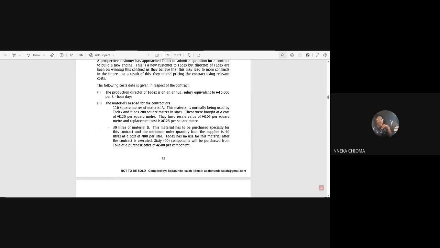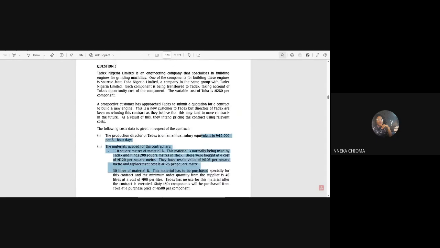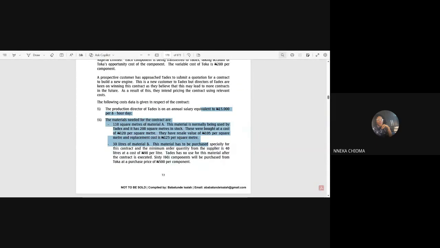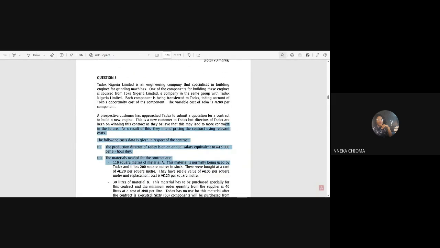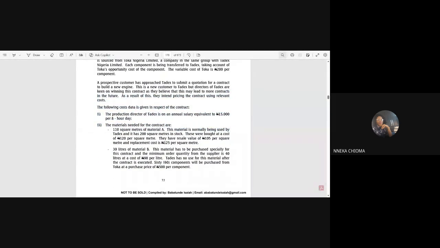Sir, for material B, since they said that they purchase that they have 40 liters at a cost of 19 naira per liter, and is their minimum order quantity, even though they need only 30 liters. So I think the 40 liters should be purchased at the cost of 90 naira. Yes, that is very good. Yes, let's march on.